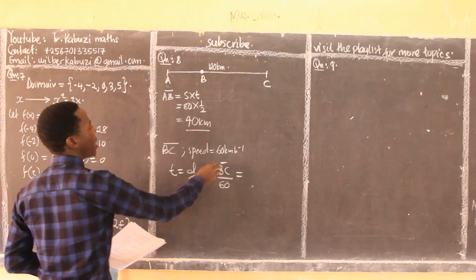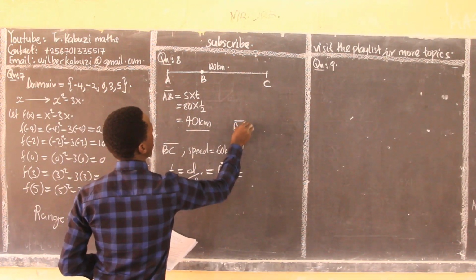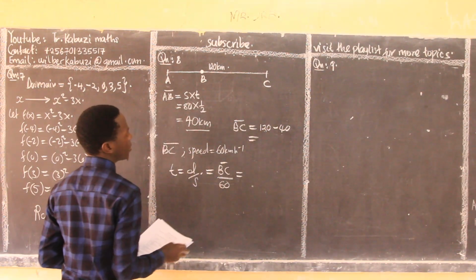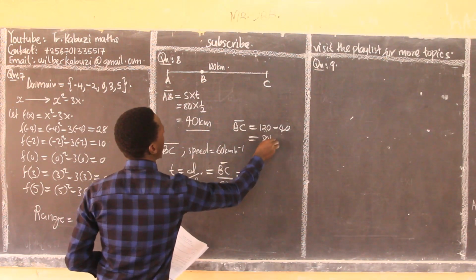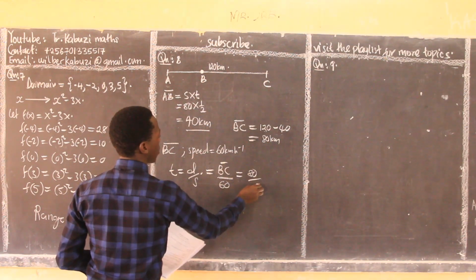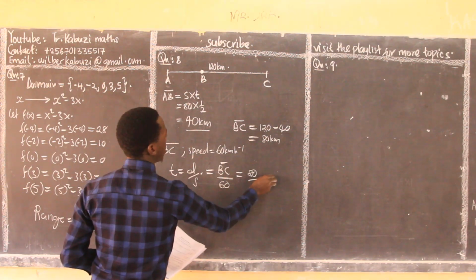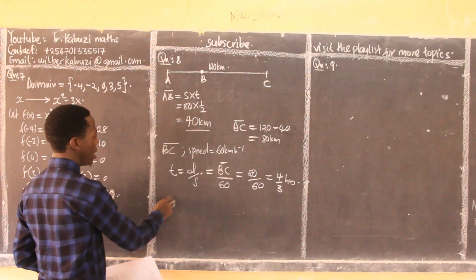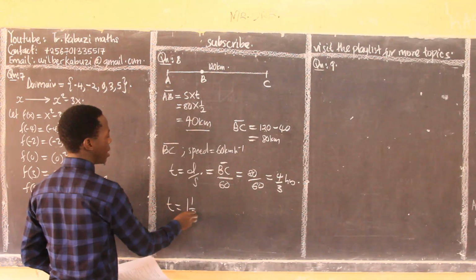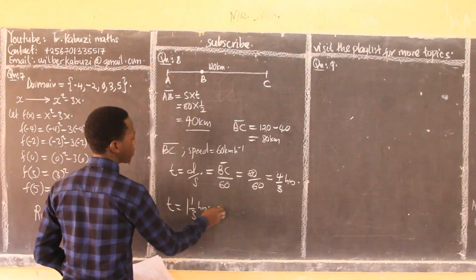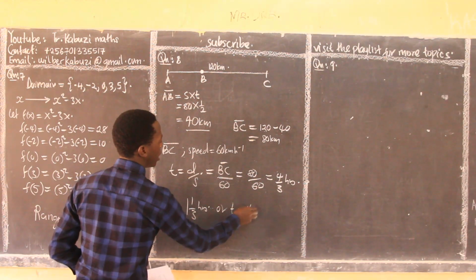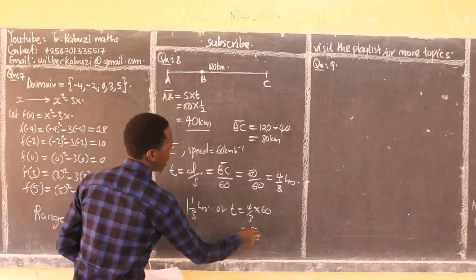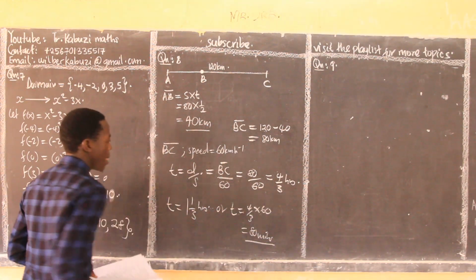But our BC from here, clearly, my BC is going to be 120 minus the 40. I think that is going to give us 80 kilometers. So now I have 80 kilometers over 60, which will give me 4/3 hours, which you can convert to minutes, or you can say this is going to be 1 hour and a third, or my time will be 4/3 times 60 to convert it to minutes, which will give you 80 minutes. Okay, so either way.